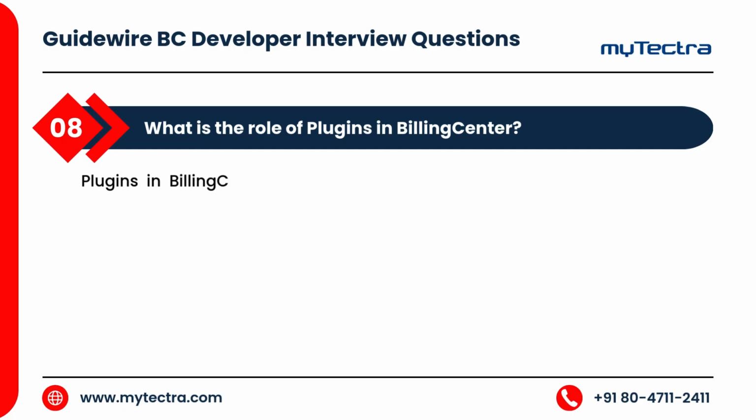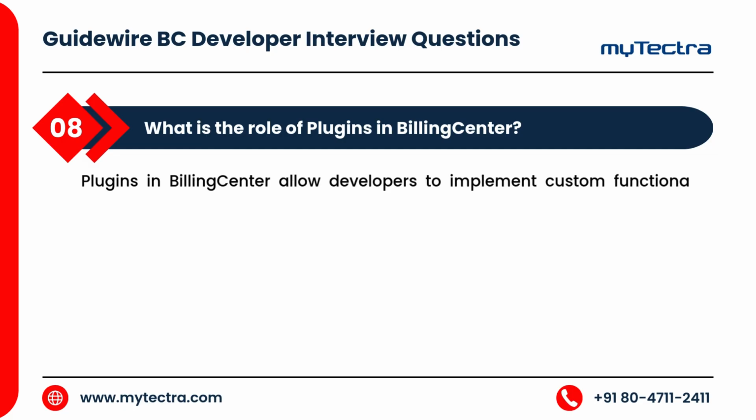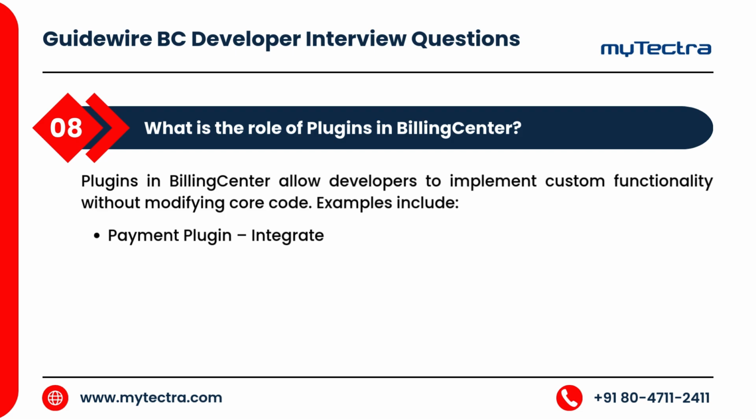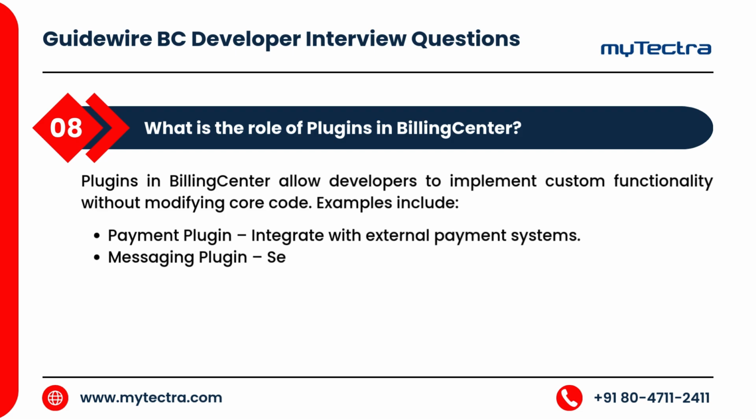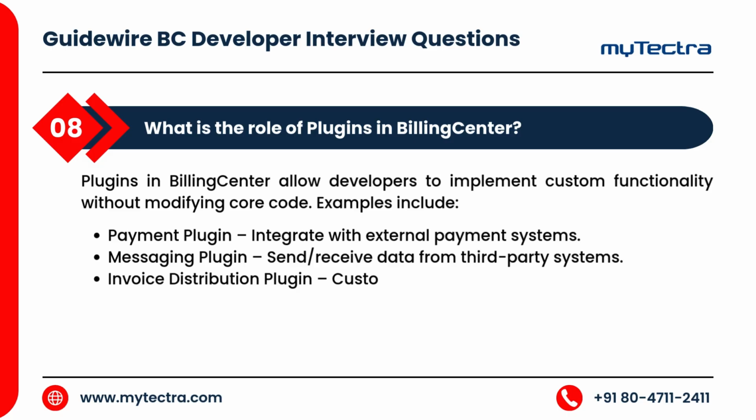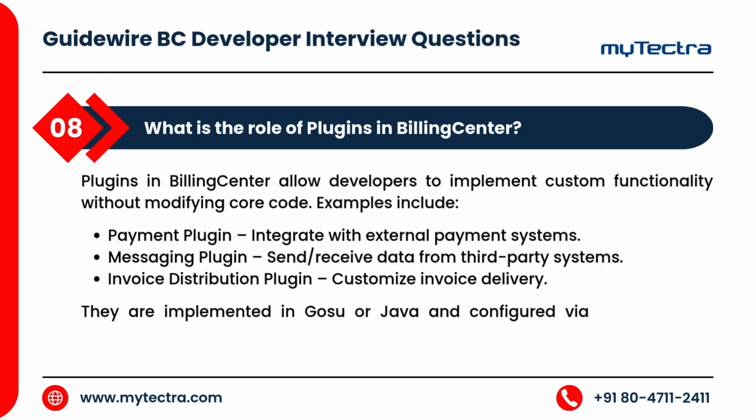What is the role of plugins in BillingCenter? Plugins in BillingCenter allow developers to implement custom functionality without modifying core code. Examples include the Payment Plugin, to integrate with external payment systems; the Messaging Plugin, to send and receive data from third-party systems; and the Invoice Distribution Plugin, to customize invoice delivery. They are implemented in Gosu or Java and configured via Guidewire Studio.